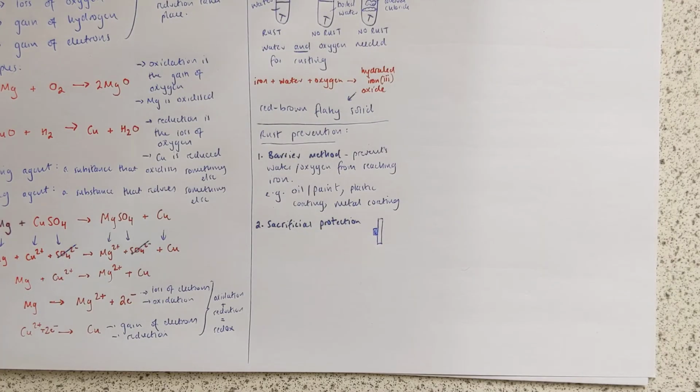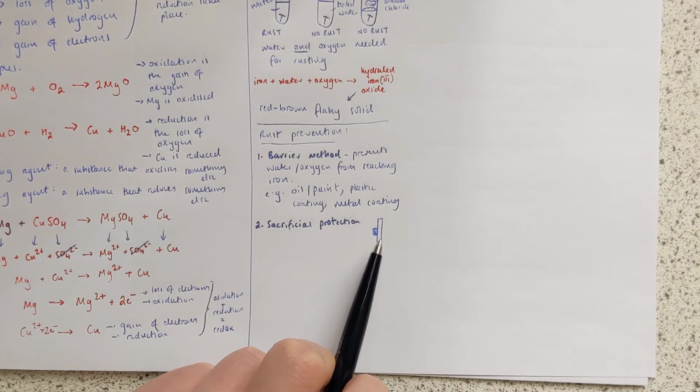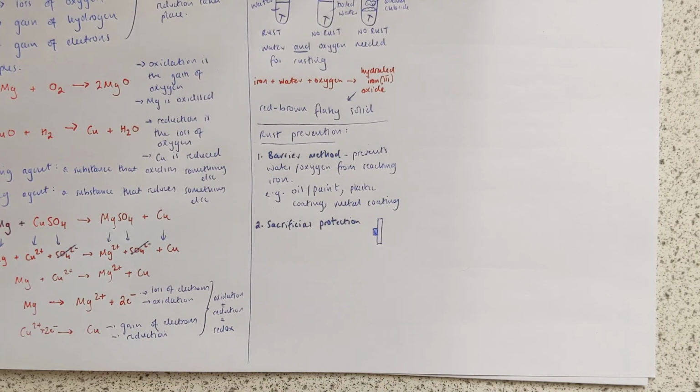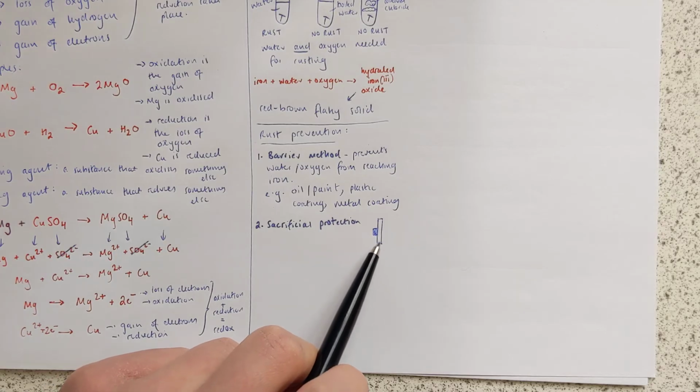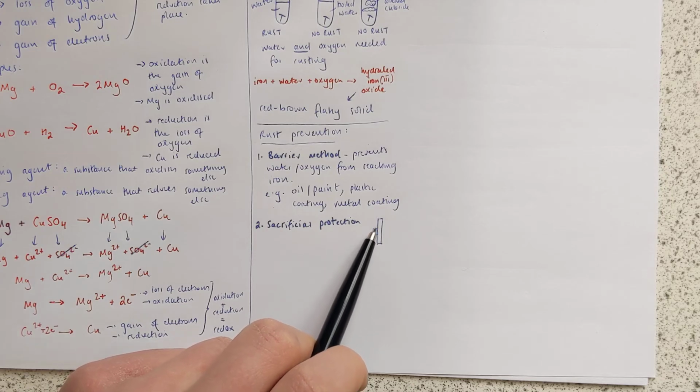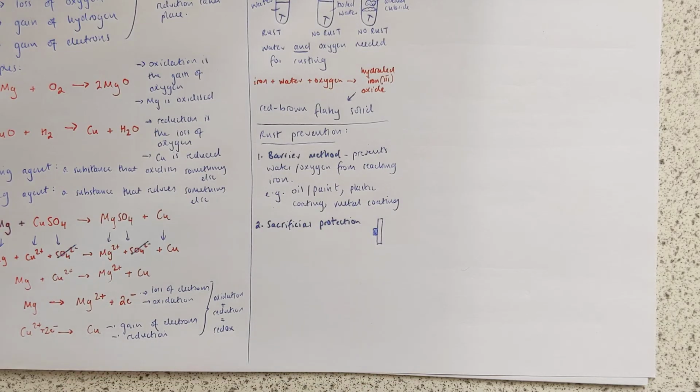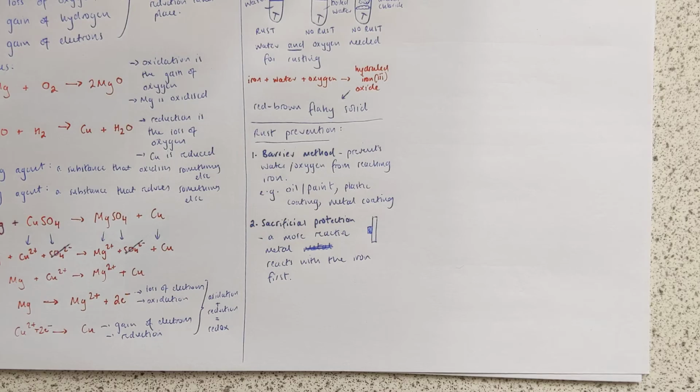The second method is a little bit more technical. It's known as sacrificial protection. Basically what happens here is we'll take our piece of iron we don't want to rust and we will attach a more reactive piece of metal to it, for example zinc or magnesium. And what will happen is that yes, water and oxygen can come into contact with the iron, but because we've got a more reactive metal attached, the water and oxygen will react with the more reactive metal first, which protects the iron below it. So basically the more reactive metal sacrifices itself to prevent the iron from rusting. So the more reactive metal reacts first.